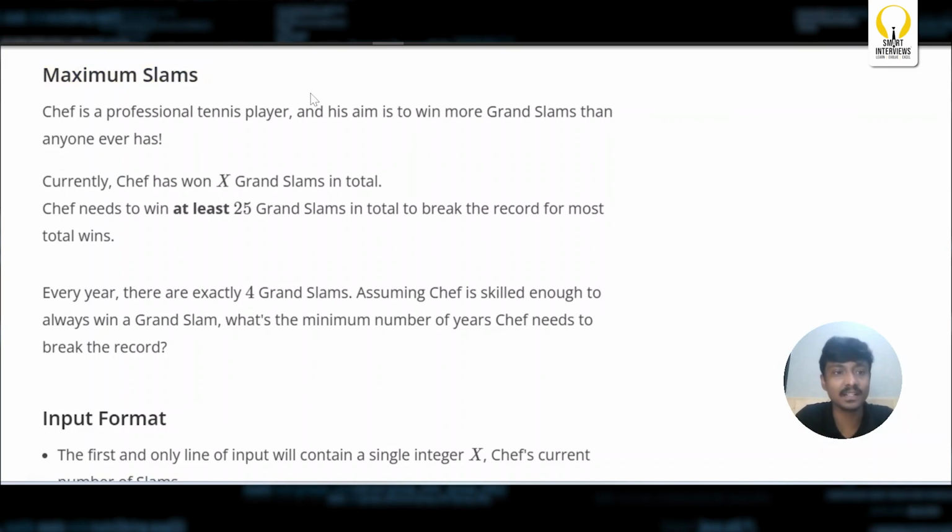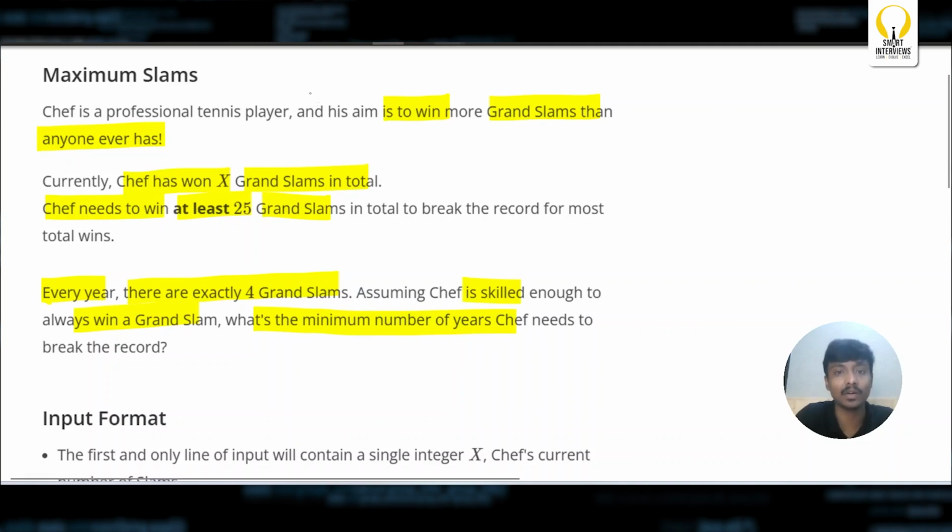The problem statement says that Shiv is a professional tennis player and his aim is to win more Grand Slams than anyone ever has. It is saying that Chef has won X Grand Slams in total. Now, Chef needs to win at least 25 Grand Slams in total to break the record for the most total wins. And it's also saying that every year there are exactly 4 Grand Slams. Assuming Chef is skilled enough and always wins a Grand Slam, we need to find the minimum number of years Chef needs to break the record.